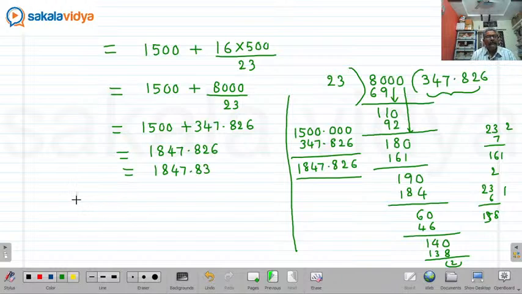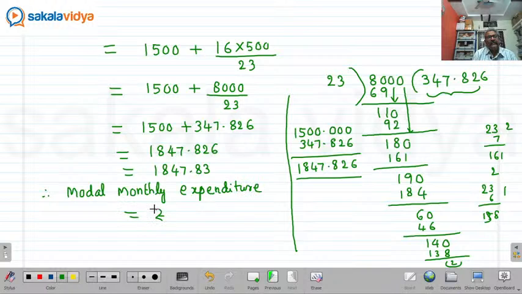So therefore, modal monthly expenditure equal to rupees 1847.83. This is the mode of the class.